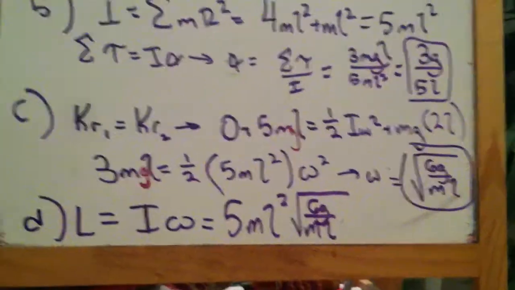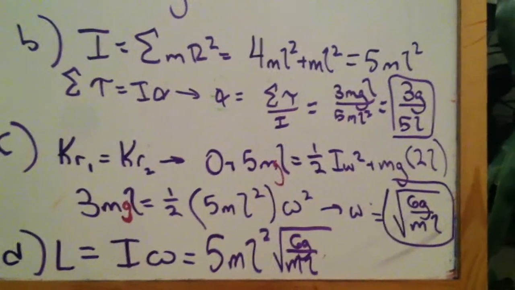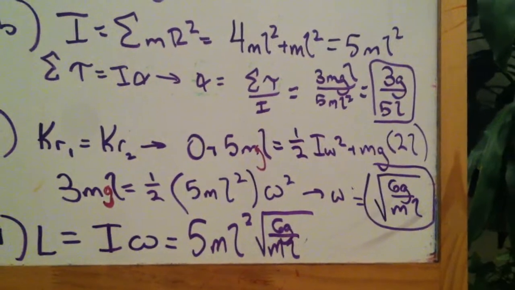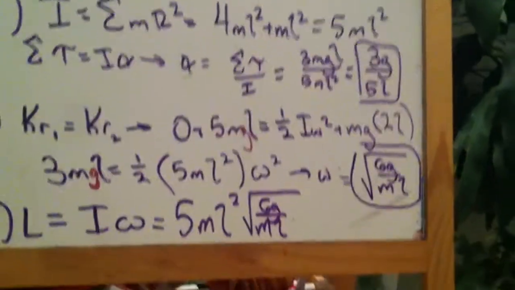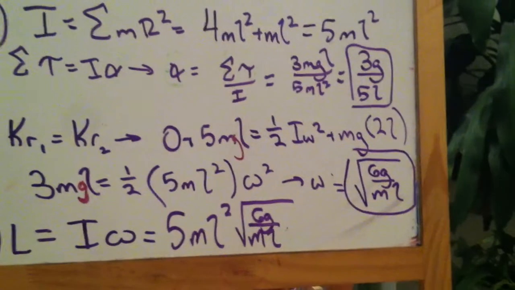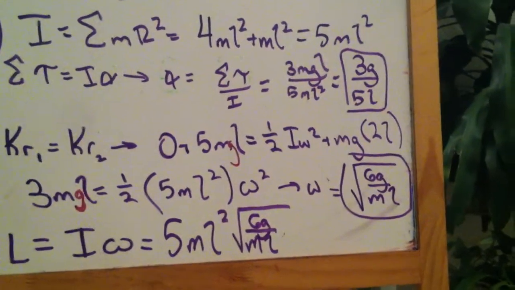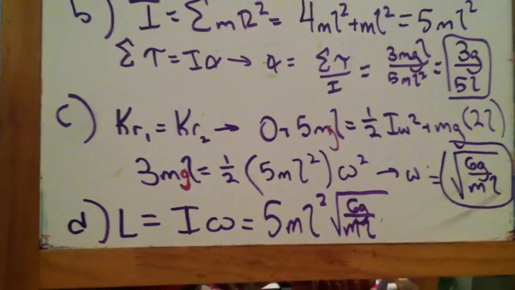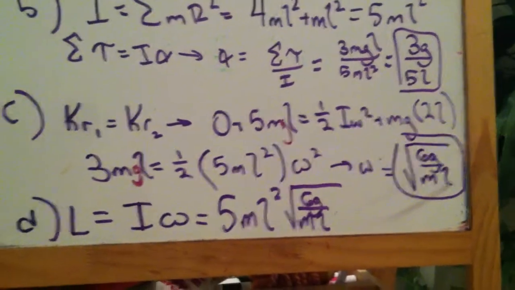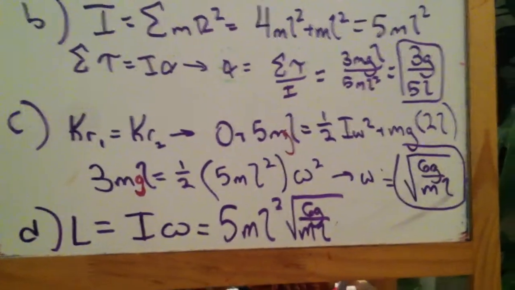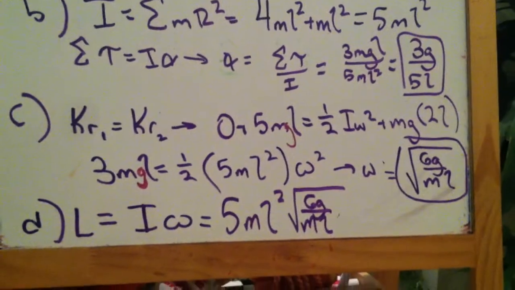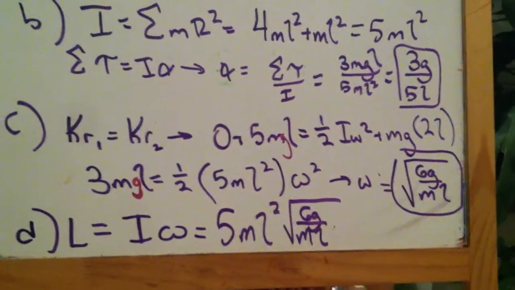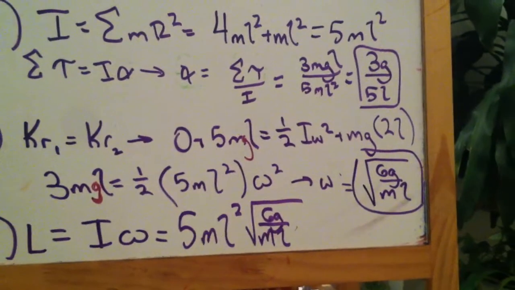So I used a rotational kinetic energy conservation equation. First, there's no rotational kinetic energy initially, but there is a potential energy. And then after that, there is a rotational kinetic energy, which is just 1/2 I omega squared, and then there's the potential energy. So you get 5mgL minus 2mgL, 3mgL, equals 1/2 times I, which is 5mL squared, times omega squared. By rearranging that, you get omega equals the square root of 6g over 5L.